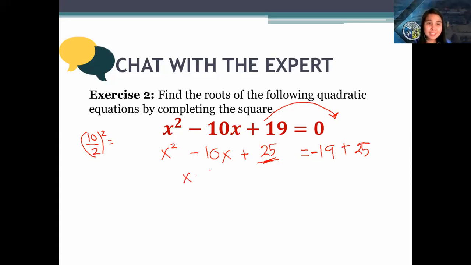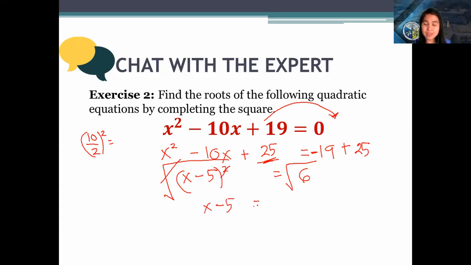X minus 5 squared. How about on the right-hand side? Negative 19 plus 25. That is 6. Square root to the left, square root to the right. So cancel now. We have x minus 5 equals, there's no rational number for the square root of 6. So let's only have plus and minus square root of 6.